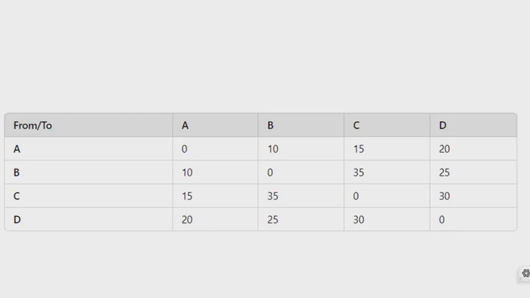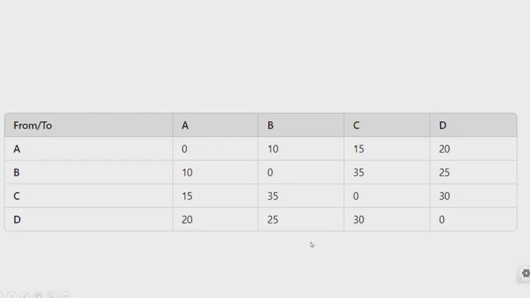Like C to A is 15, C to B is 35, C to C is 0, because that is the starting point, and C to D is 30. D to A is 20, D to B is 25, D to C is 30, and D to D is 0, because it is the starting point. So likewise, it goes on one by one. The starting source and ending destination are the same.